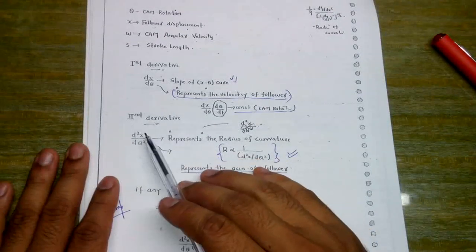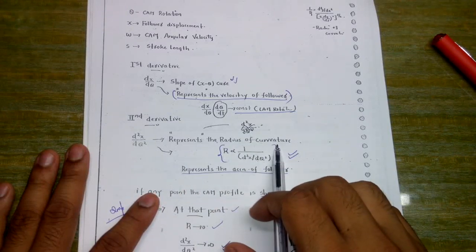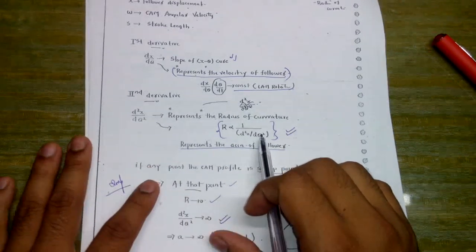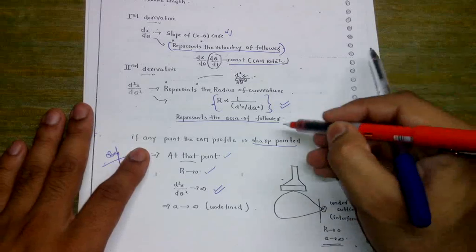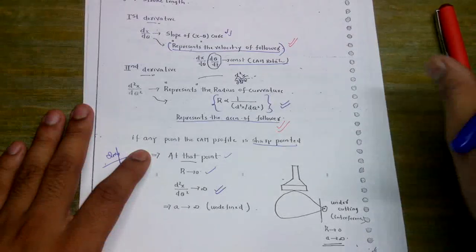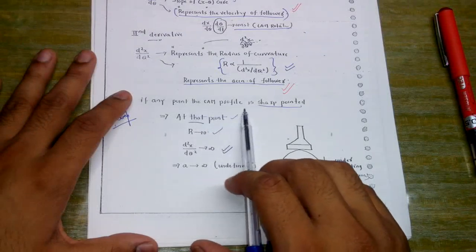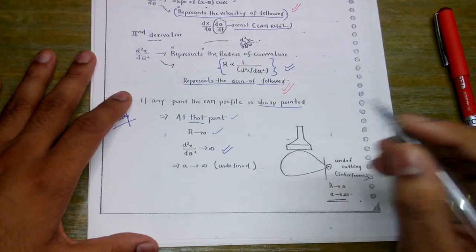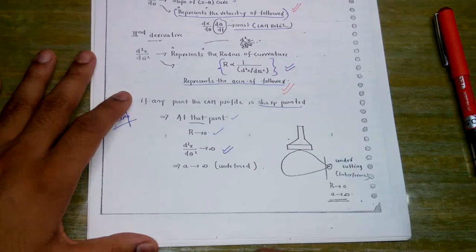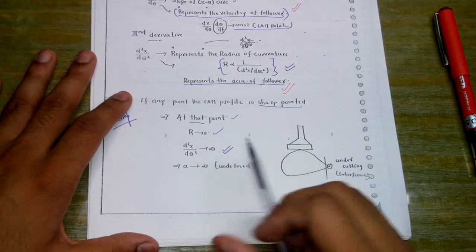Now the second derivative, that is d square x upon d theta square, it is representing the radius of curvature. So radius of curvature is actually inversely proportional to d square x upon d theta square. It is representing the acceleration of the follower. तो पहला डेरिवेटिव velocity of the follower बताएगा और second डेरिवेटिव हमें बताएगा acceleration of the follower. If any point the cam profile is sharp pointed, मान लीजिए कोई भी पॉइंट है जहां पर एक शार्प पॉइंट आ गया तो वहां पर ये रेडियस ऑफ कर्वेचर क्या हो गया, it is tending to 0. And if it is tending to 0 that means d square x upon d theta square is tending to 0.